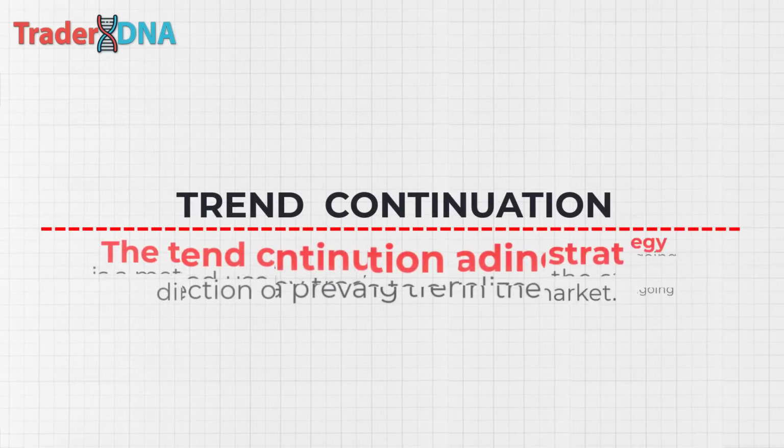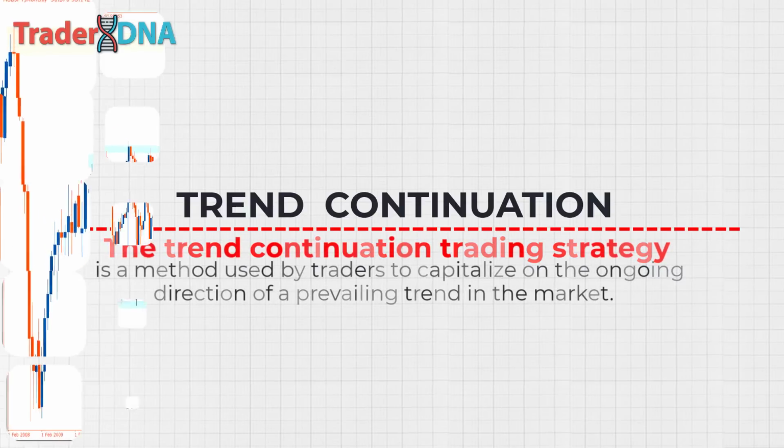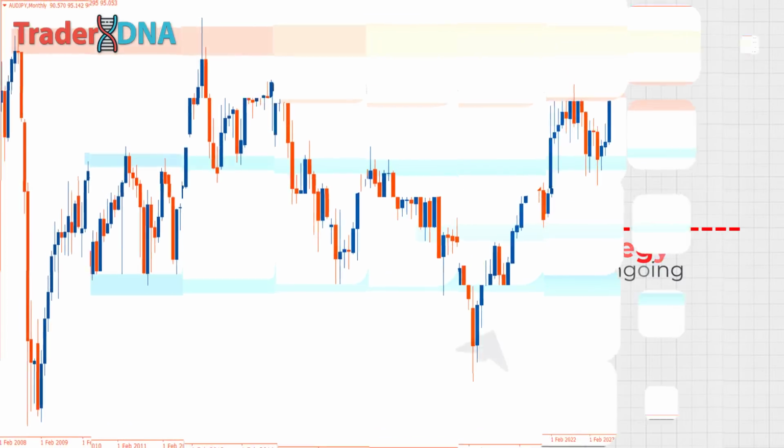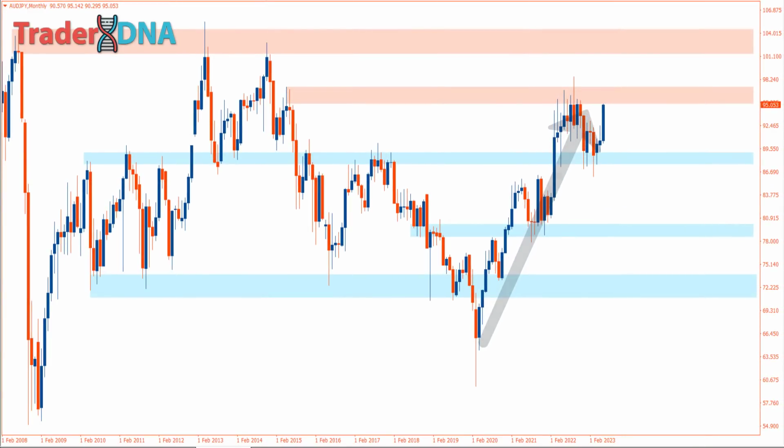The trend continuation trading strategy is a method used by traders to capitalize on the ongoing direction of a prevailing trend in the market. This strategy assumes that the current trend will continue and aims to enter trades that align with the existing trend. By identifying key levels of support and resistance and using technical indicators, traders can look for entry signals that confirm the continuation of the trend. This approach allows traders to ride the momentum of the trend and potentially profit from extended price movements in the same direction.